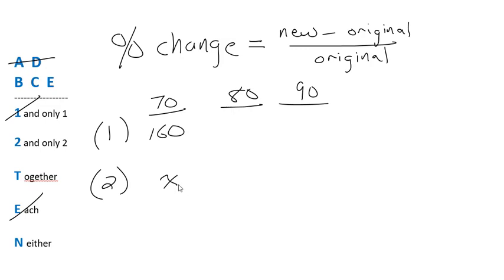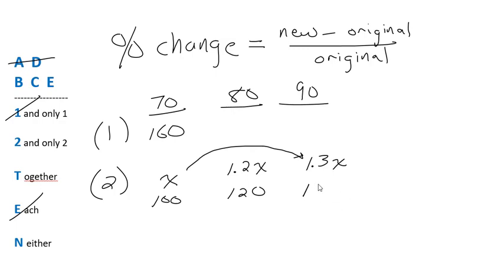Suppose the population in 1970 was X. In 1980, there was a 20% increase, so it would have been 1.2 times X. If, for example, the population had been 100,000 in 1970, it would have been 120,000 in 1980. We're also told that in 1990, the population was 30% greater than it had been in 1970. So in 1990, we could say that the population was 1.3 times X. If X were 100,000, the population in 1990 would be 130,000.